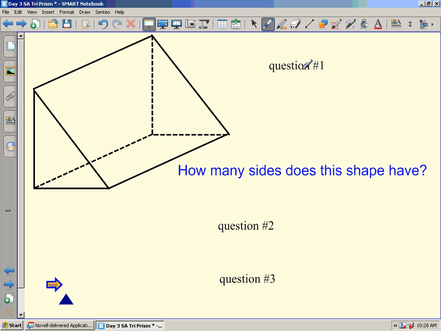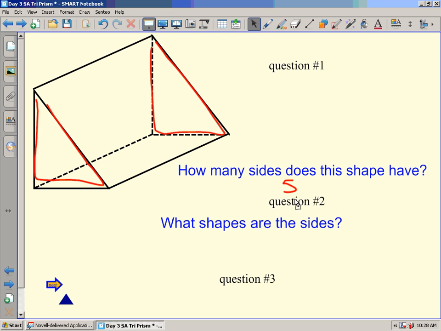And hopefully you'll notice that it does have a triangle on each of the ends. And then there's 3 rectangles that connect those 2 triangles. So there's a total of 5 sides. Well, which shape are those sides? Well, the ends were triangles, but the parts that connect them were rectangles. So we have triangles and rectangles.